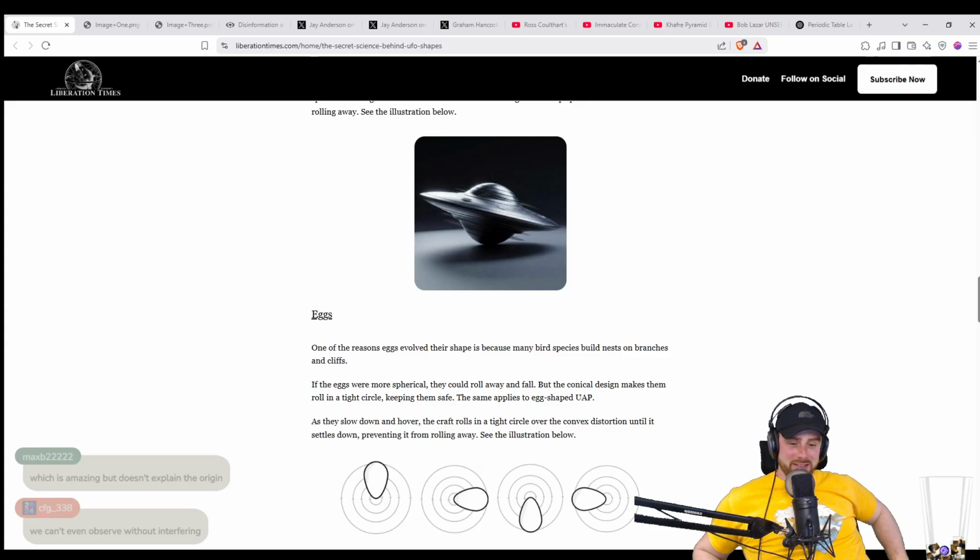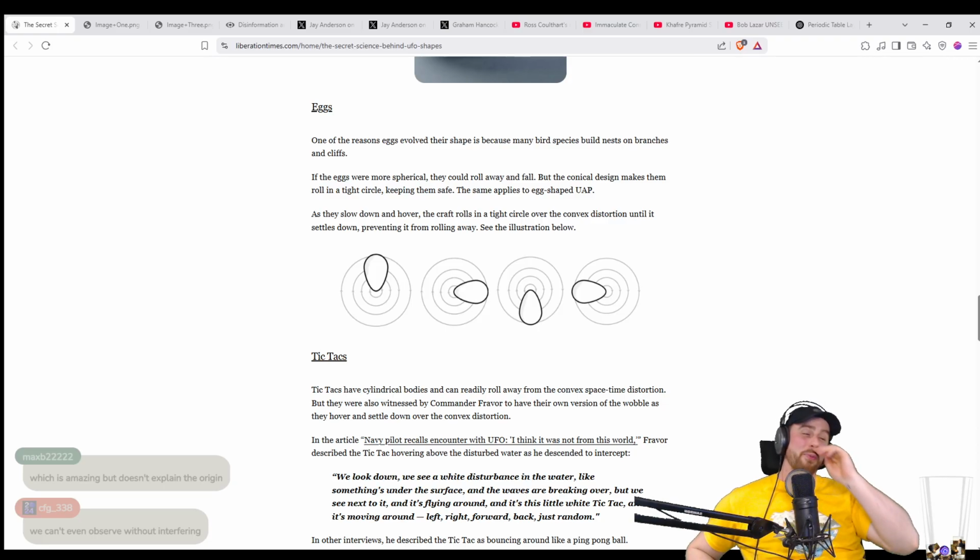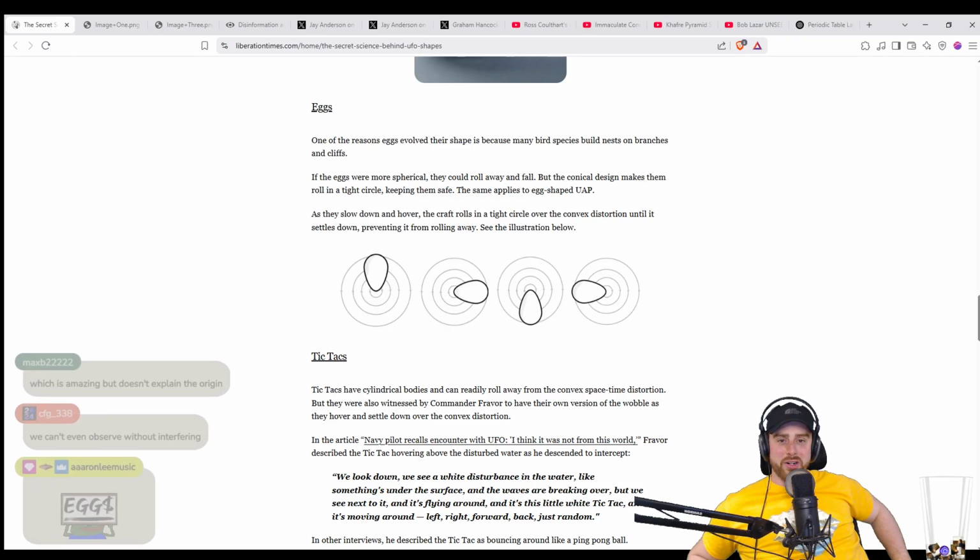Eggs. Oh my heavens. This is how the eggs work. Oh, this is potentially more interesting than it might appear. I don't know. Was this guy working on one of the programs? Like, is this one of the reasons eggs evolve their shape is because many bird species build nests on branches and cliffs. If the eggs are more spherical, they would roll away and fall. But the conical design makes them roll in a tight circle, keeping them safe. The same applies to egg-shaped UAP.